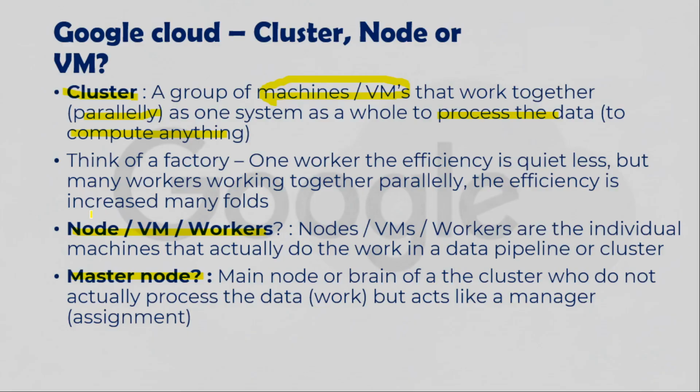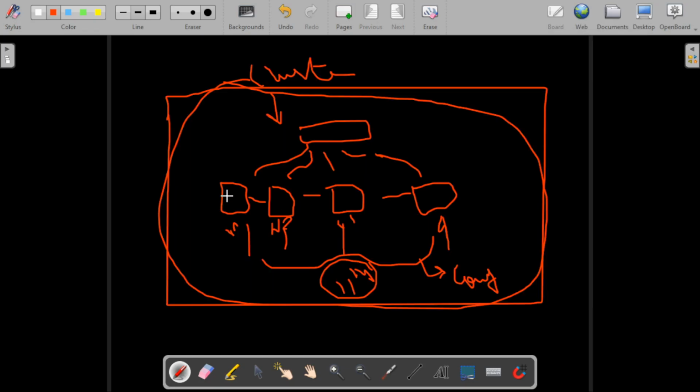Then we'll see what a node is, what a VM is, or what workers are. All these three are the same. When I go to the diagram again, this is called a node. The computers, the machines, the systems, the workers or VMs, these are nothing but the individual machines which carry out the task independently. So these machines are known as workers.